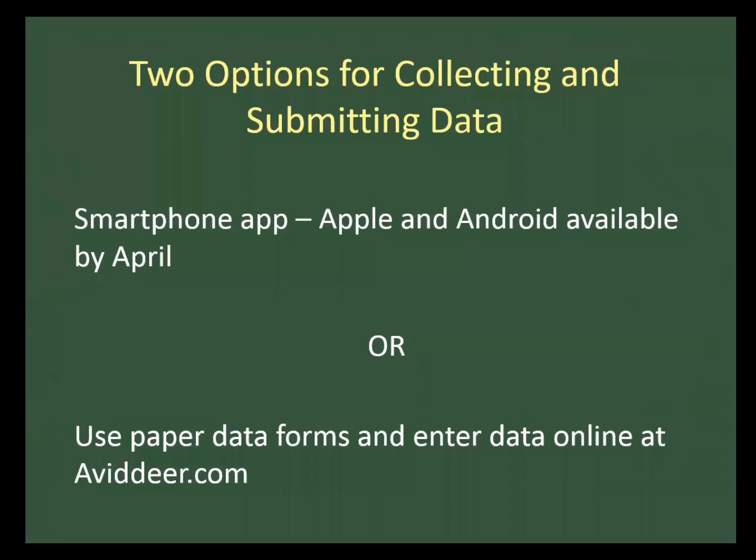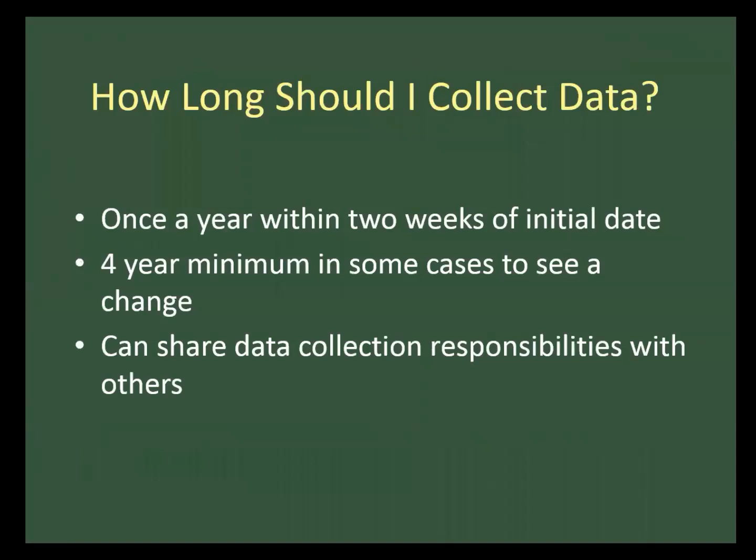We have two options for collecting and submitting data. The smartphone apps are not yet available. We're working on them, and they're being beta tested right now. But we do have paper data forms, and we have the website aviddeer.com where everything can be submitted online. We ask people to collect data once a year, within two weeks of the initial date that they took the data, so that it represents one year's growth. And we ask for a four-year minimum commitment to see a change.